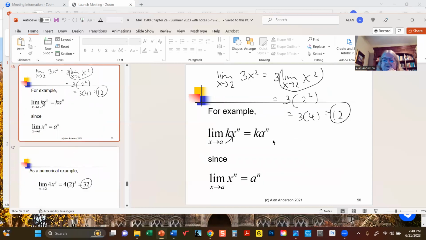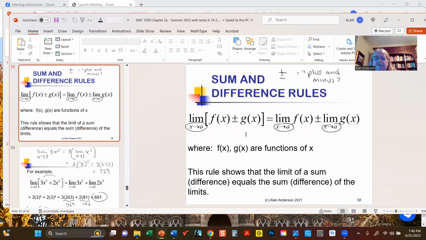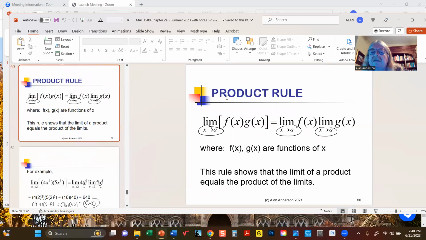Now here, for example, we had the limit as x approaches a of k x to the n. So here we didn't even bother to factor out the k. It was so simple, we just replaced the x with an a. So we end up with k a to the n power. We also saw that the limit of a sum is equal to the sum of the limits. We also saw that the limit of a product is equal to the product of the limits.